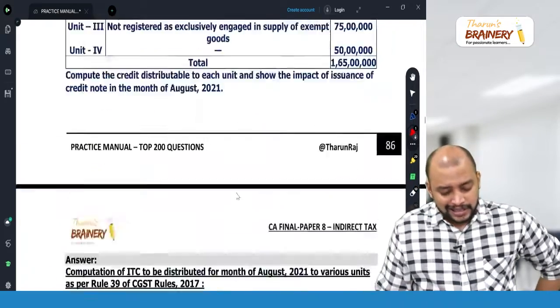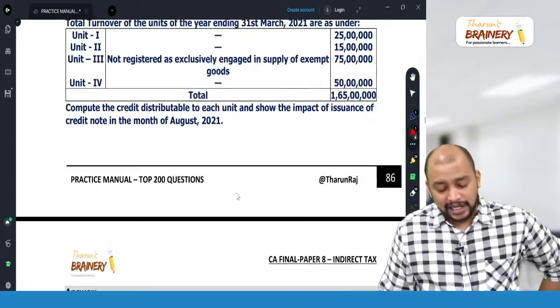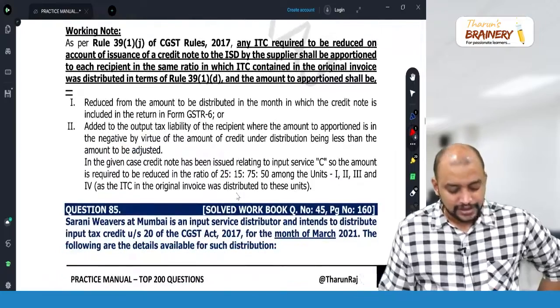Any doubt in this? These 3 questions, 82, 83 and 84. Distribution of credit.